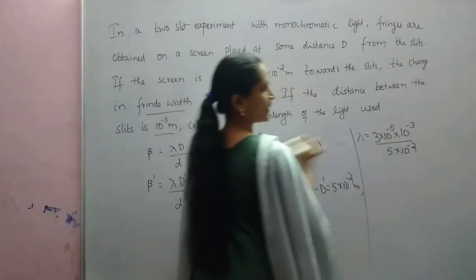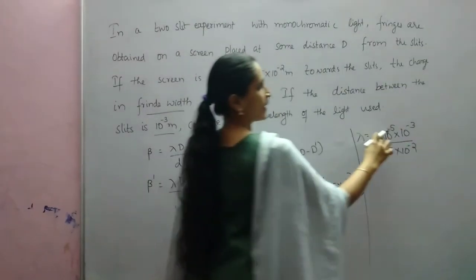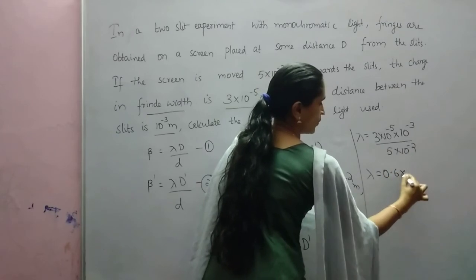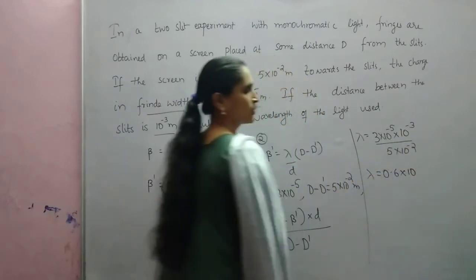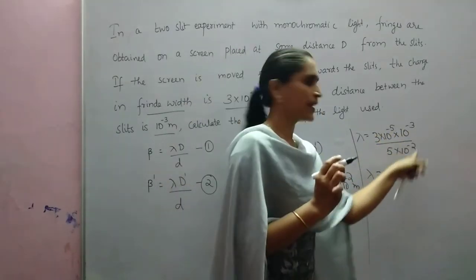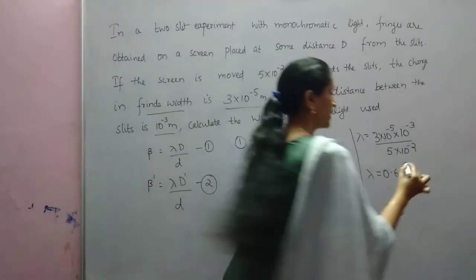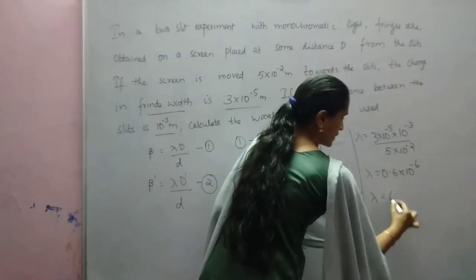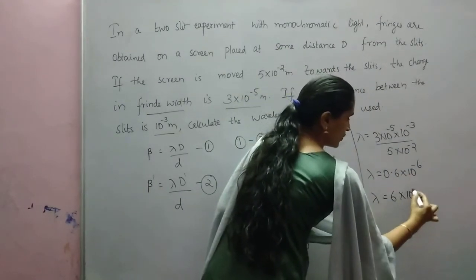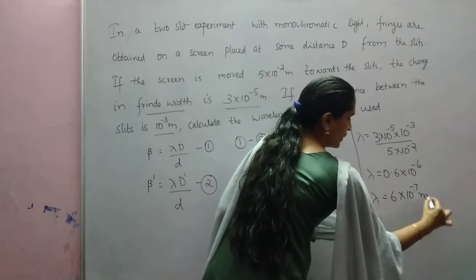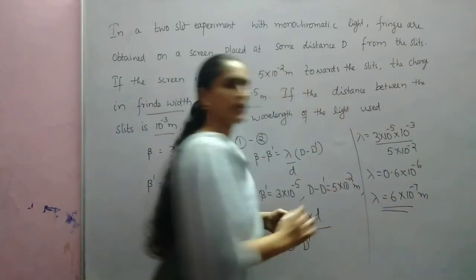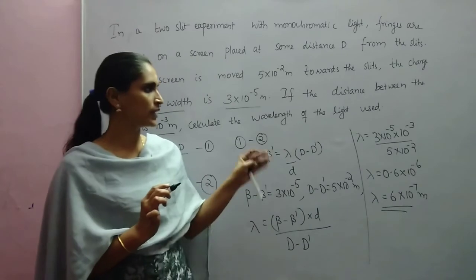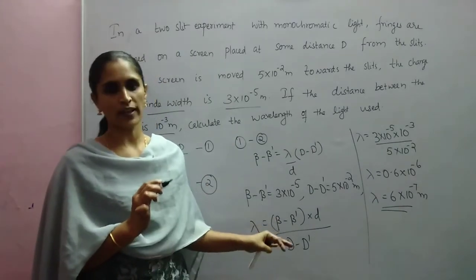So 3 by 5 can be written as 0.6. Here 10 raised to, what will you get? 0.6 into 10 raised to minus 8 by minus 2. You will get it as 10^-6, or you will get it as 6 × 10^-7 meters. Or you can write 600 nanometers. Okay, is it clear? So this is the wavelength of light used.